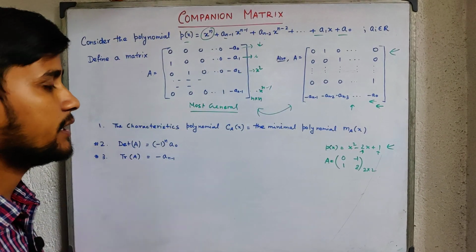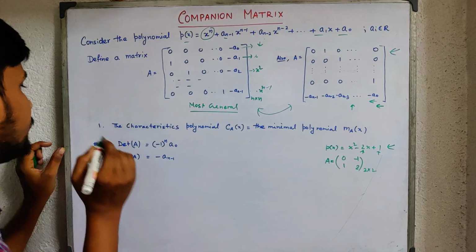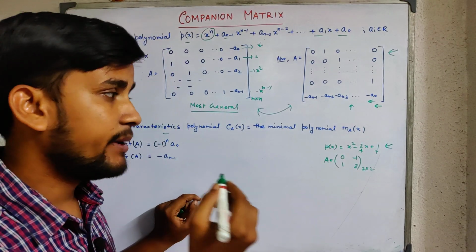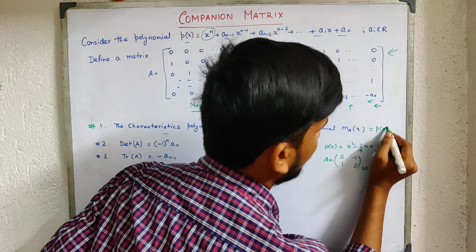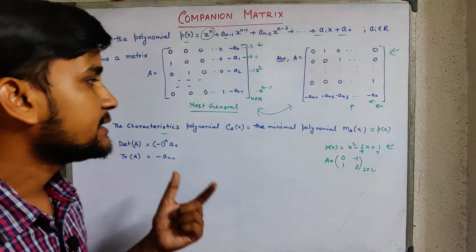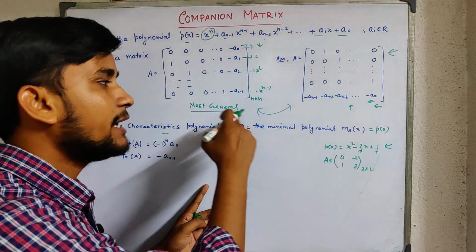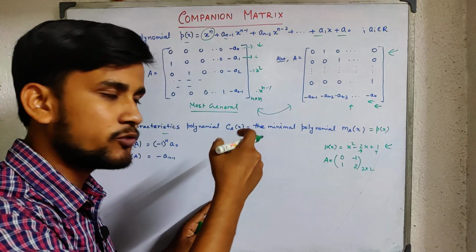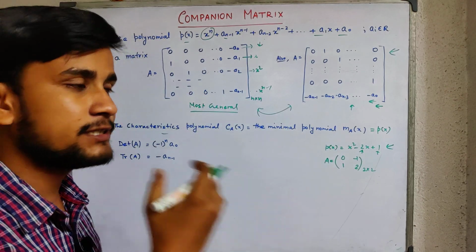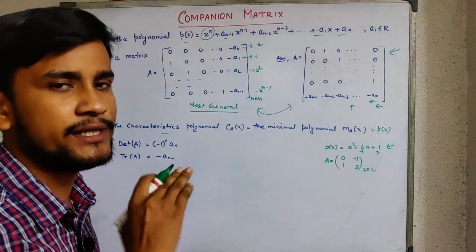Now come to some characteristics, the most important things regarding the companion matrix. The first one is that the characteristic polynomial and the minimal polynomial are the same, and equal to the given polynomial. This is the most important thing regarding the companion matrix. If in some questions these types of matrices occur in the question paper, then we definitely use the characteristics of the companion matrix, so that we can find the answer very easily.